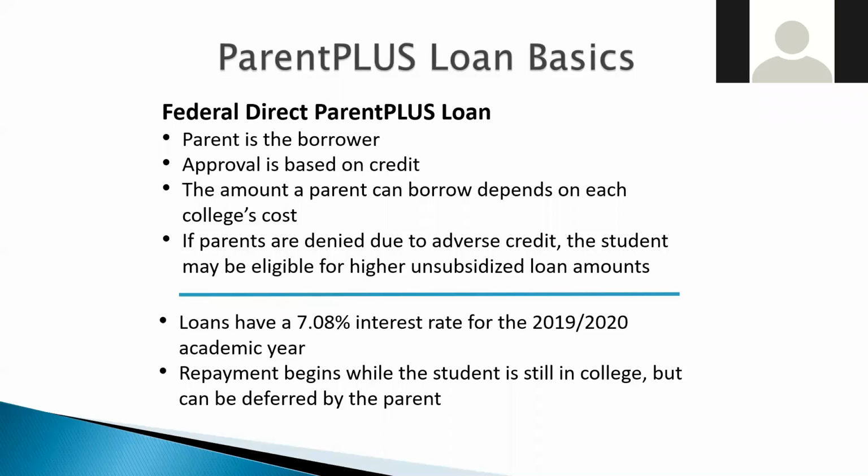You can see the rate on this is quite a bit higher. It was 4.53 on the student loans, but the parent loan is 7.08 based on last year's academic year. And on these, the repayment does begin while the student's in college, but it can be deferred by the parent.